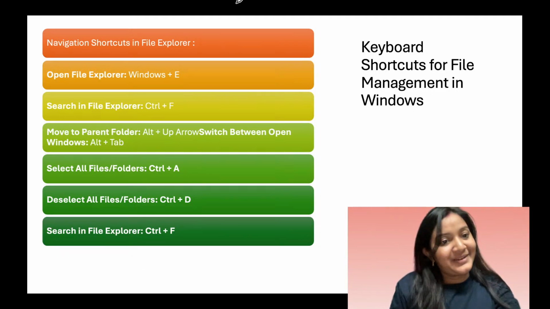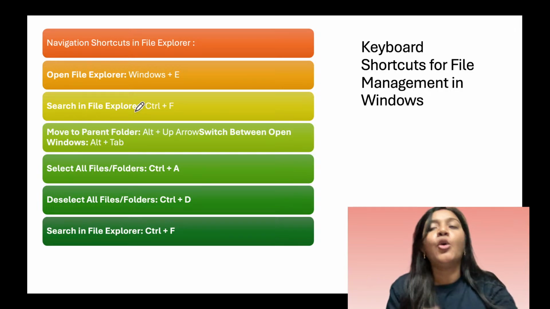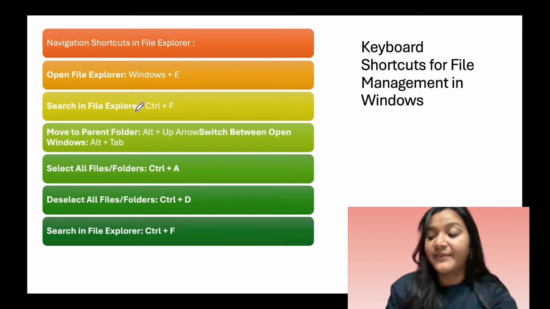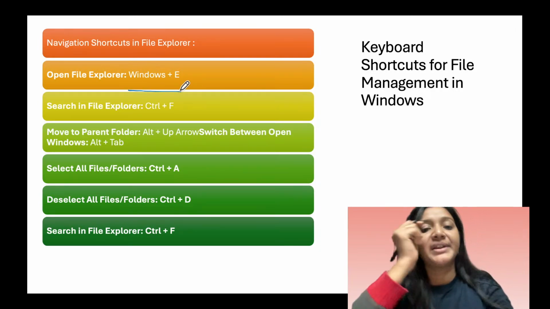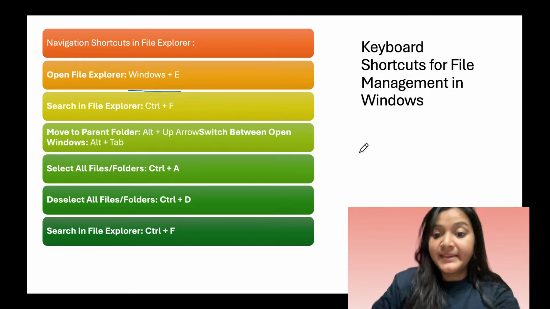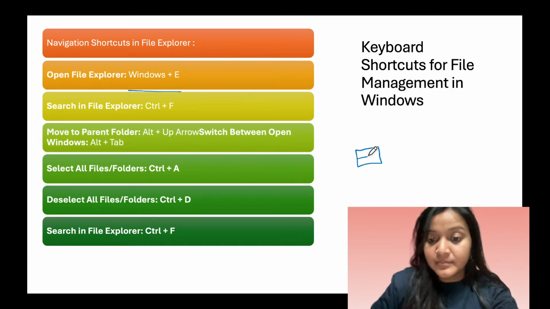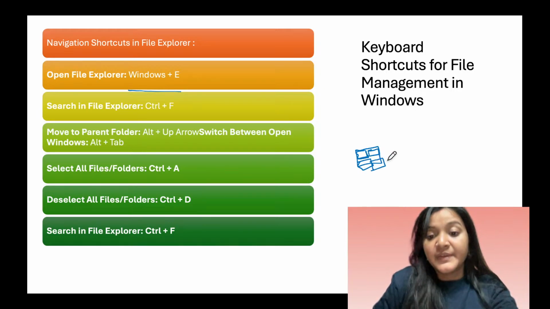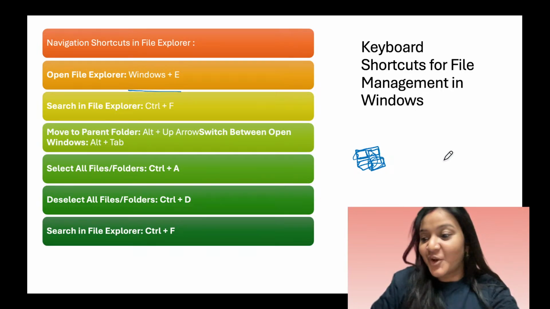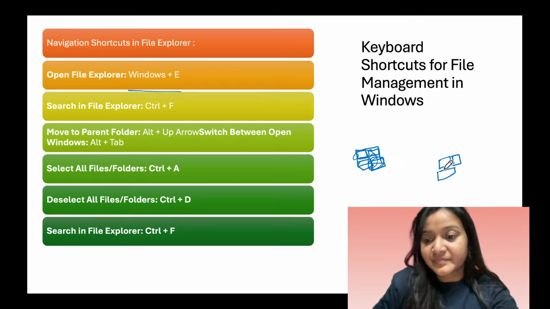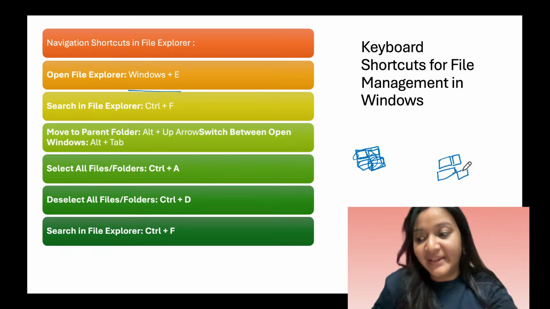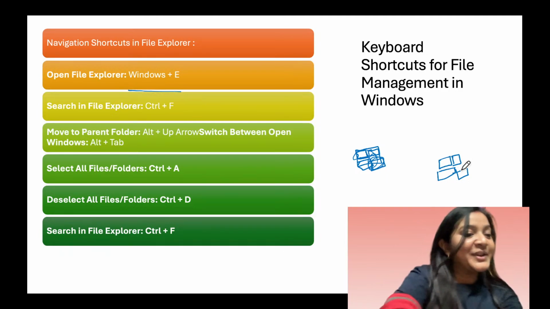Some navigation shortcuts. Like you have to open File Explorer. You just have to open the File Explorer window. So for that, just press Windows plus E. Now what is the Windows key? In the keyboard, you'll find there is a key, like a 4-sided flag kind of. Forgive me for the bad drawing of the icon. I'll try to draw once again. So small 4 boxes would be there like this. Okay, so this is the Windows key.